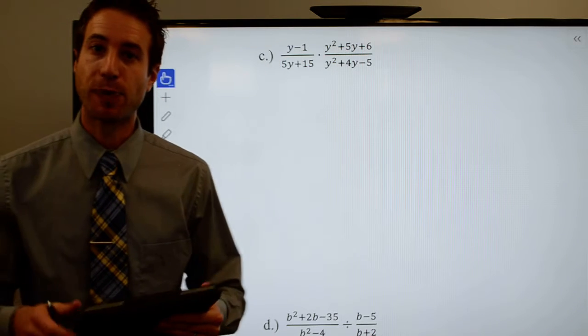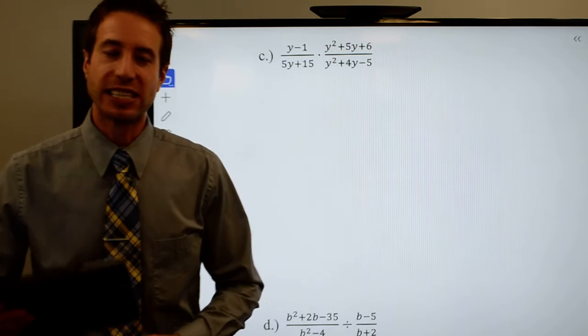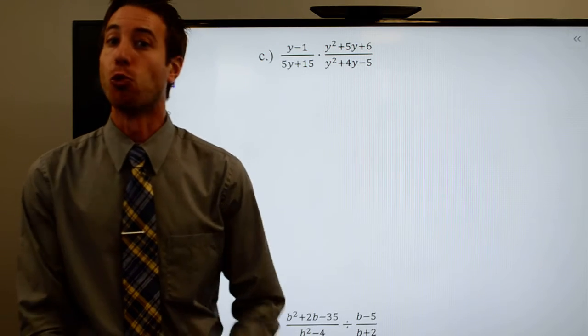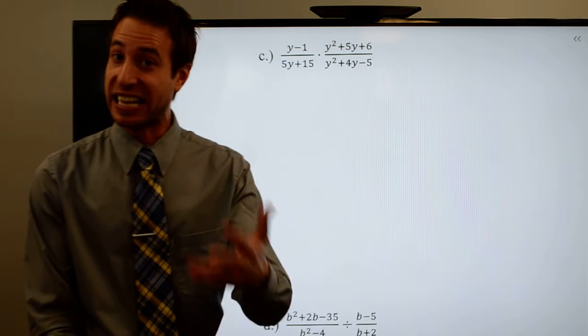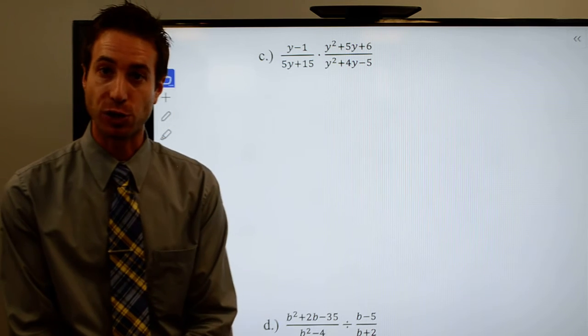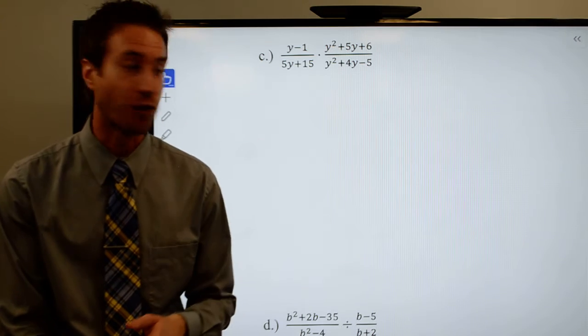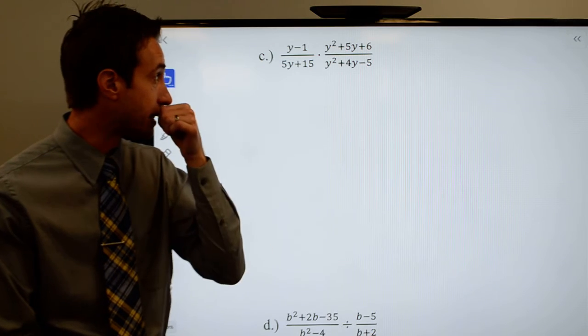All right, guys, welcome to this page of the notes. We're just going to continue taking a look at a few more example problems where we get to multiply or divide rational expressions. And in this case, we're multiplying and dividing rational expressions that have polynomials in them, which need to be factored first. So let's go ahead and jump into this one.